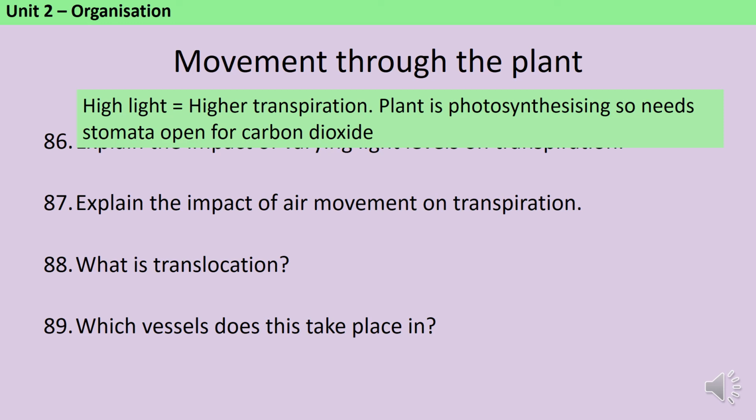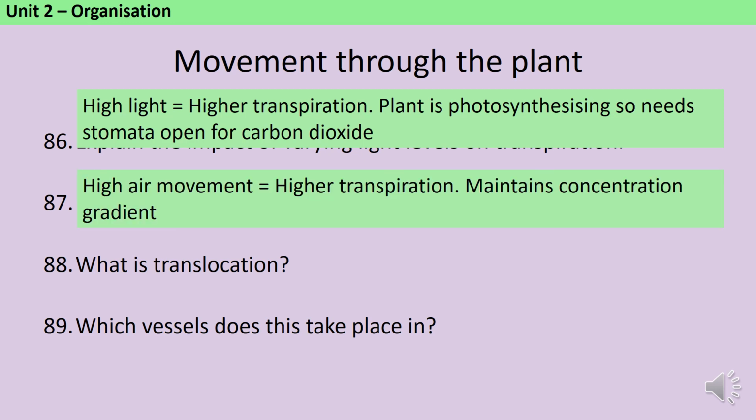Having high air movement, for instance on a very windy day, will also increase the rate of transpiration. This comes back again to the concentration gradient. The windier it is, the more the water that has just exited the plant leaves will be moved away from the plant, and this helps to maintain that concentration gradient. If there isn't any air movement, then the water that's just come out of the leaves stays there and basically makes the air next to the plant very humid, and that would reduce the rate of transpiration.